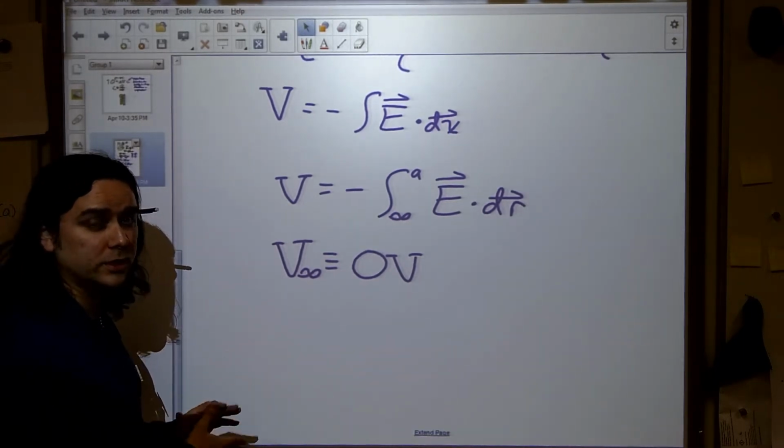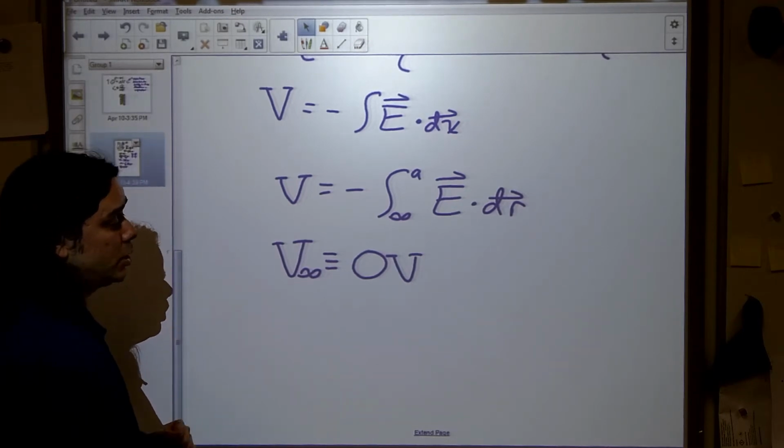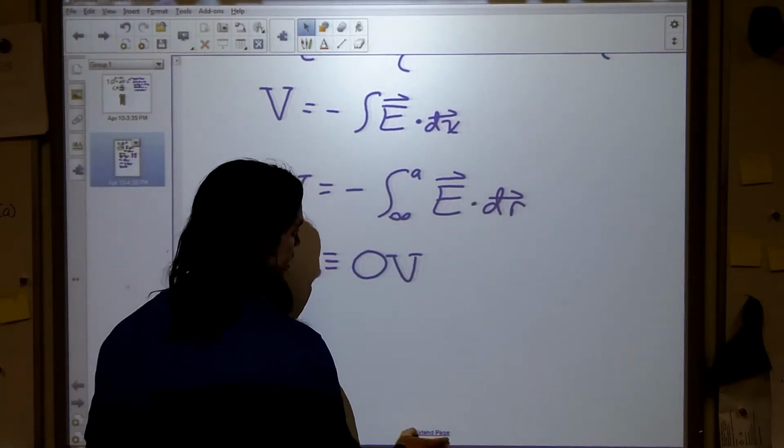In the next example, we're going to see that we have to do a potential difference because I'm not going to do it with reference to infinity. All right.